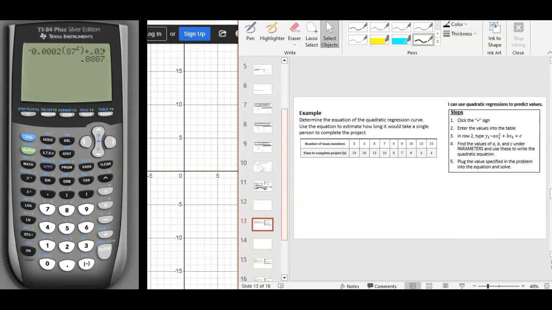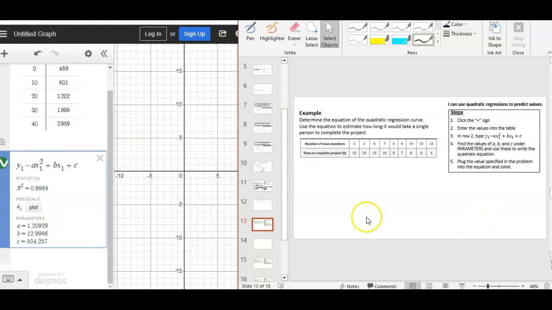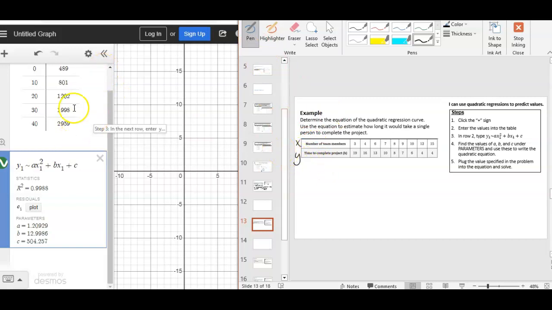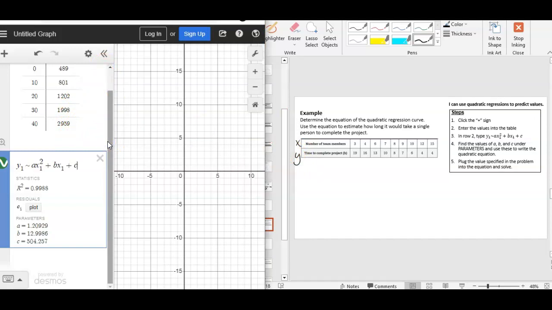Okay, so now here in this problem, we want to determine the equation of the quadratic regression curve and use the equation to estimate how long it would take a single person to complete the project. So we have the number of team members, so since that's the input, we're going to call that X, and the time to complete the project, we're going to call it Y. So now we're going to go to Desmos and we're going to do the quadratic regression.